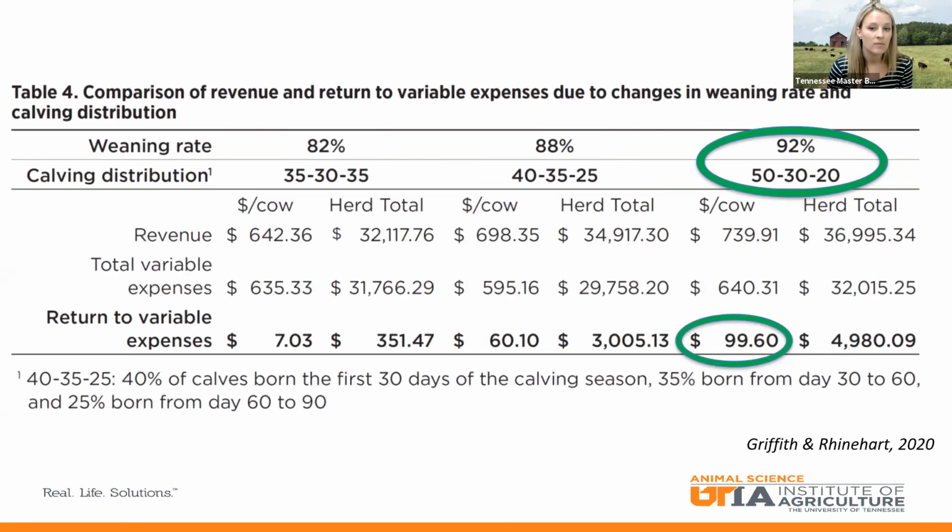So those numbers up top, the 50, 30, 20, that's basically saying that the first number is the calves born in the first 30 days of the calving season. The second number is calves born from day 30 to 60. And that last number is 60 to 90. So you'll notice with a weaning rate of 92%, a calving distribution of 50% of them born in that first 30 days had a net return of about $99 per cow. So pretty substantial when we're talking about front loading that breeding season.